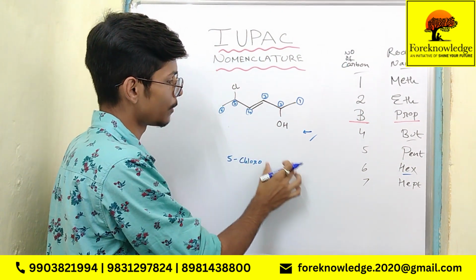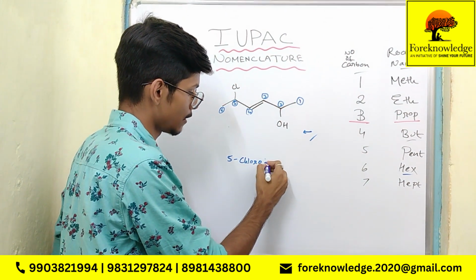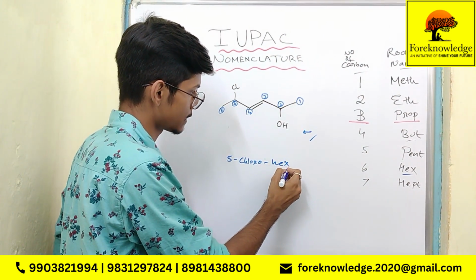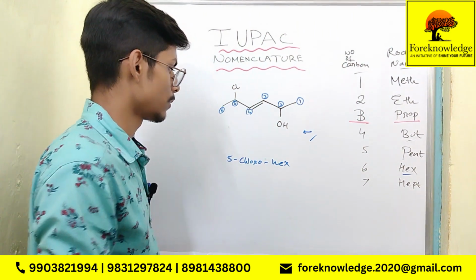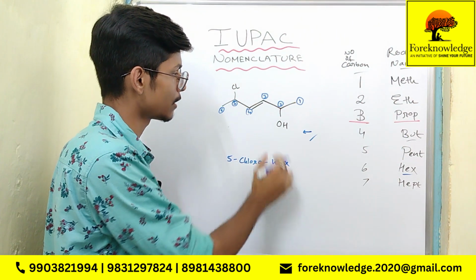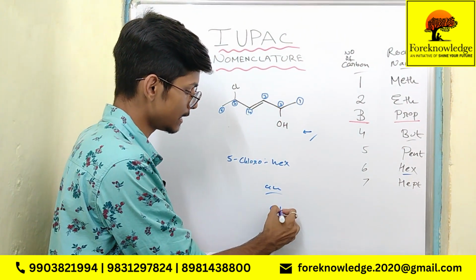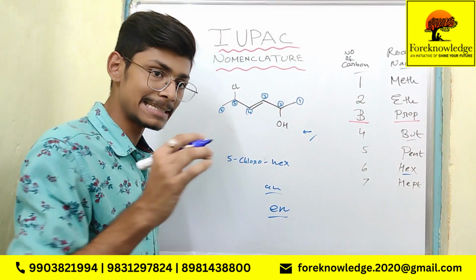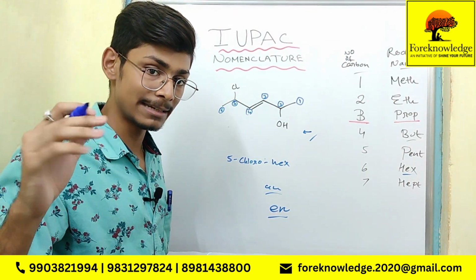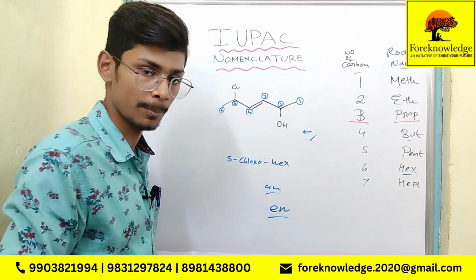Now we have to write how many carbons are present. Total 6 carbons are present. So hex. 5-chlorohex. Now we will write an, no, we will not write an because a double bond is present. So we'll write en. As we know, alkene represents a double bond between 2 carbons. So it is an alkene compound.